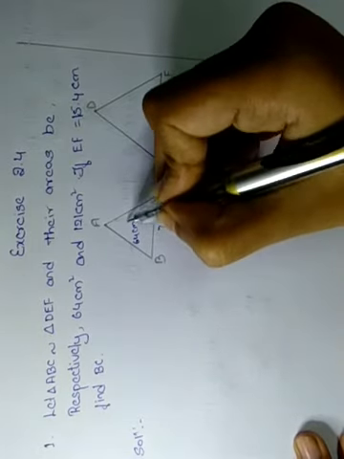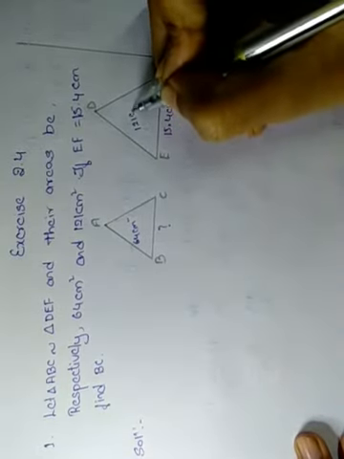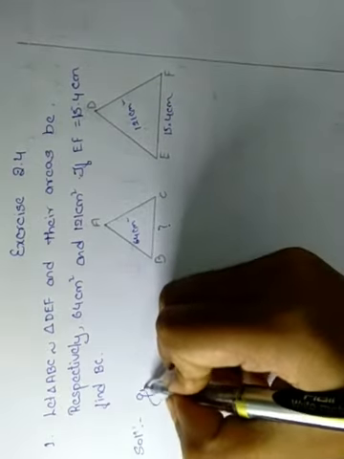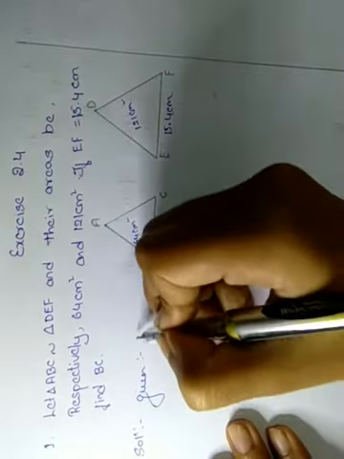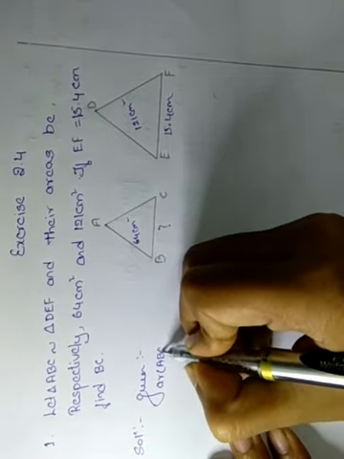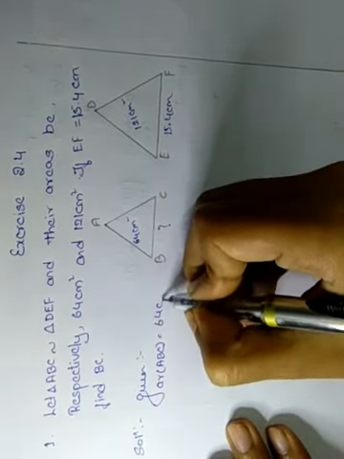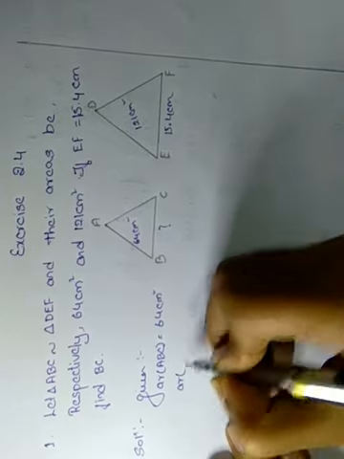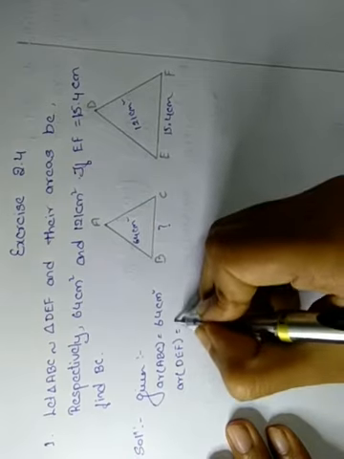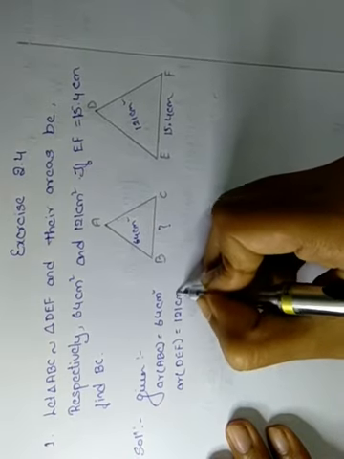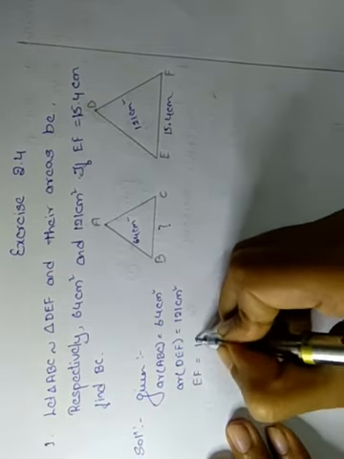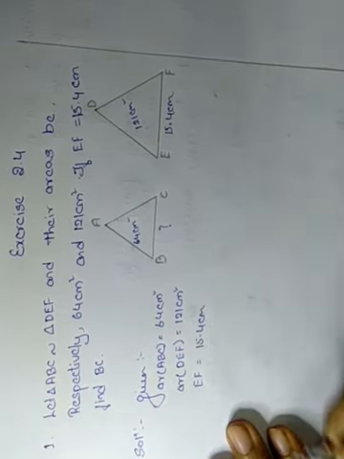Here we need to find BC. So let's set the given things. What all have they given? The area of triangle ABC is 64 centimeter square, and the area of triangle DEF is equal to 121 centimeter square. And also they have given side EF is equal to 15.4 centimeter.